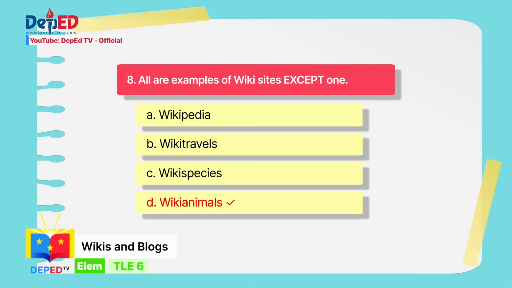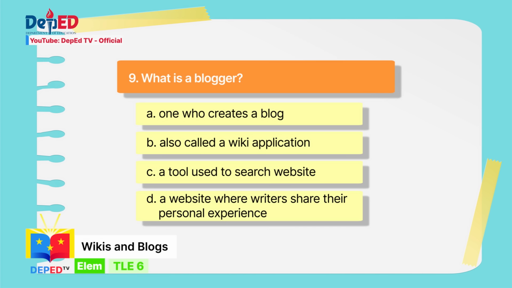Number 9, what is a blogger? Letter A, one who creates a blog. Letter B, also called a wiki application. Letter C, a tool used to search website. And letter D, a website where writers share their personal experience. Number 9, letter A, one who creates a blog.